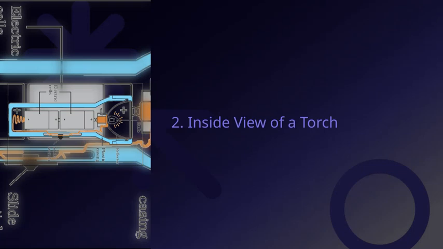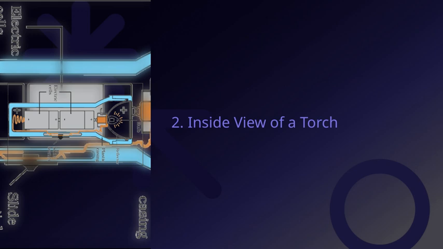When we examine the interior, we see the key components that make the torch work. At the core, there's usually a flame or a light source, which is protected and supported by various materials. These materials are designed to withstand high temperatures and ensure safety. The combustion chamber, for example, is where the fuel mixes with air to produce the flame, and understanding how this works is crucial for improving torch design.